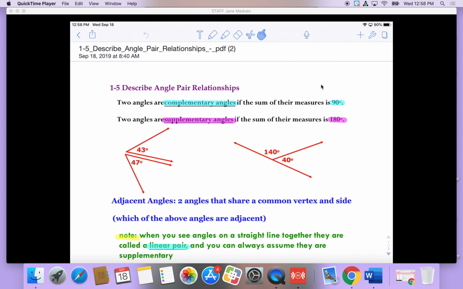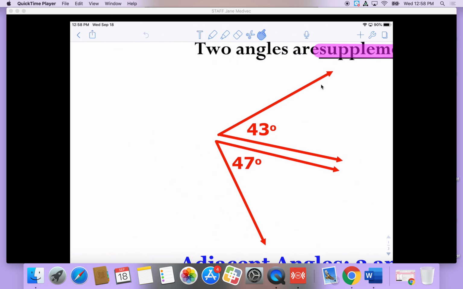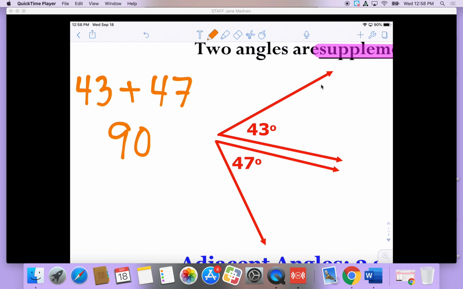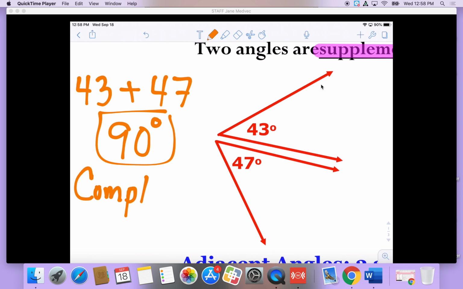So if I take a look at some examples, here's the first one. Notice that I can take 43, I add 47, and they equal what? They equal 90 degrees. Because it equals 90 degrees, this is considered complementary. So they're complementary angles. They add up to 90 degrees.